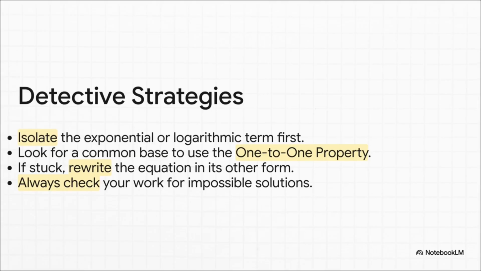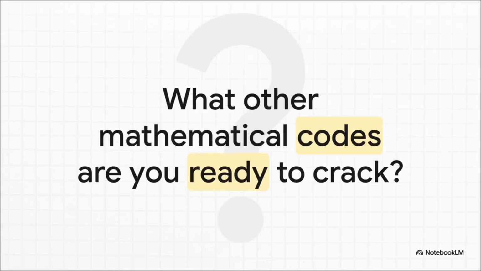Third, if you get stuck, don't panic. Just use your decoder ring and rewrite the equation in its other form. And finally, as we just saw, always check your work to make sure your solution is actually possible and not a dead end. And there you have it.